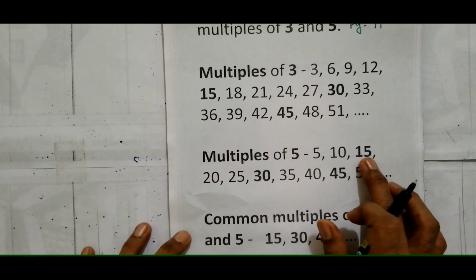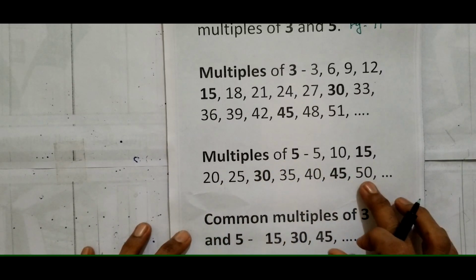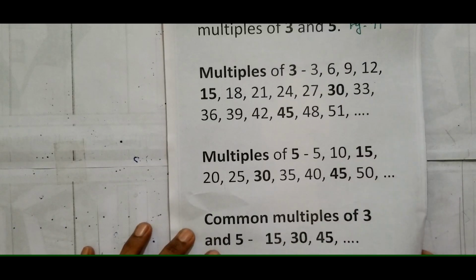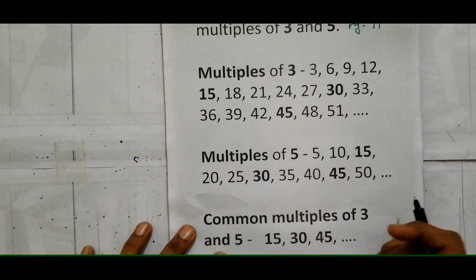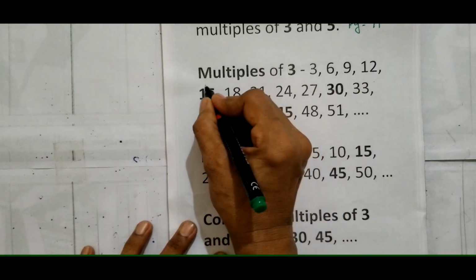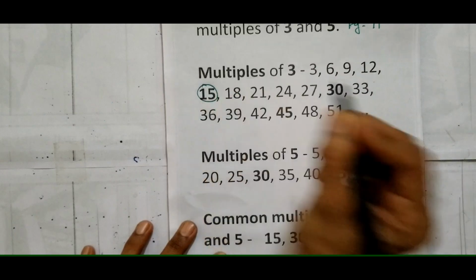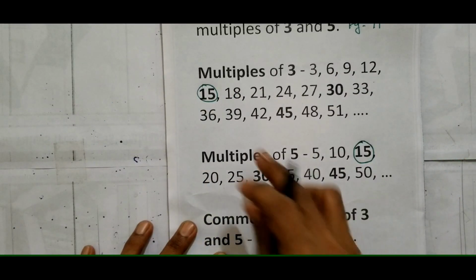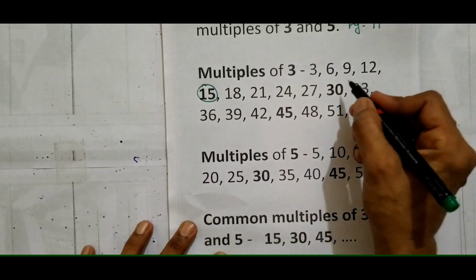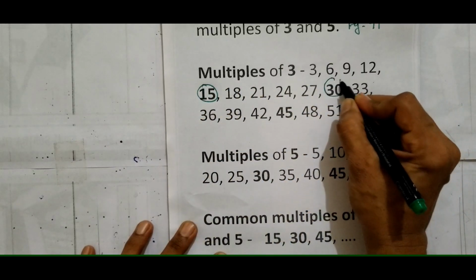Now multiples of 5: 5, 10, 15, 20, 25. I have written it till 50. 10 5s are 50. Now let us circle the common multiples of 3 and 5. The first one is 15. The next one will be 30.